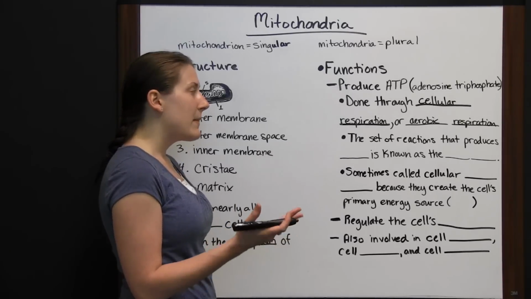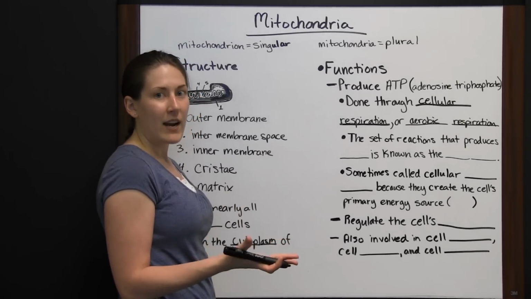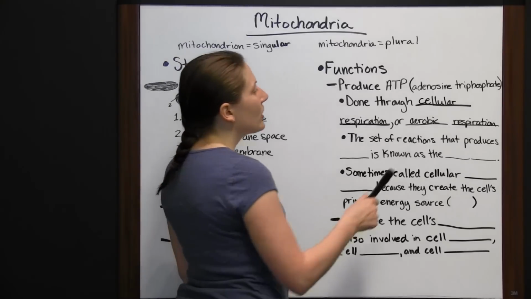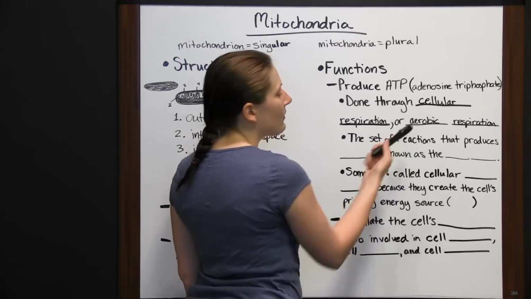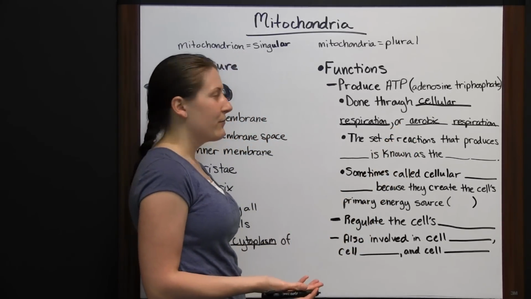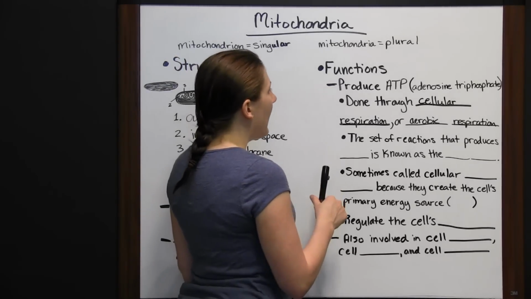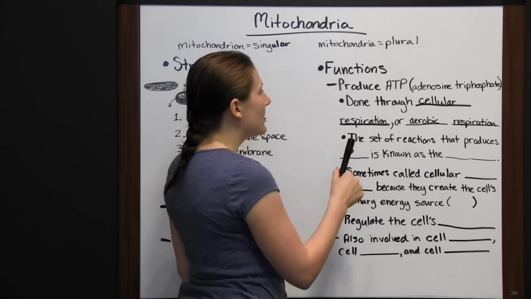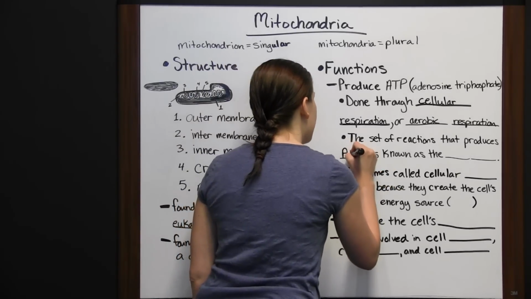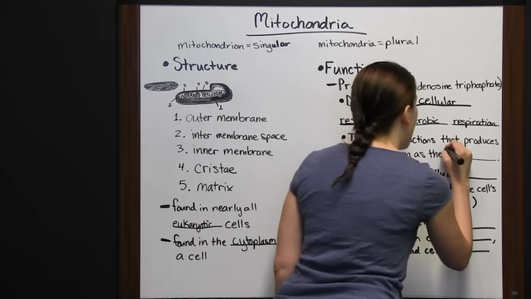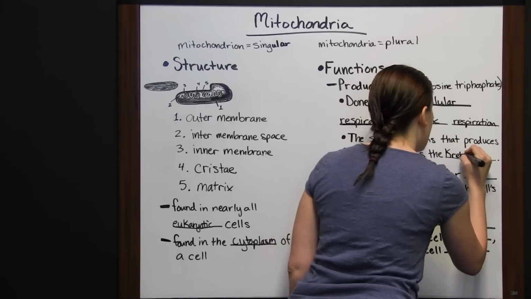Whoever's typing or writing the paper or information you're looking at may use cellular or aerobic, but basically it's going to refer to the cell taking in oxygen. Now, the set of reactions that produces ATP is known as the Krebs cycle.